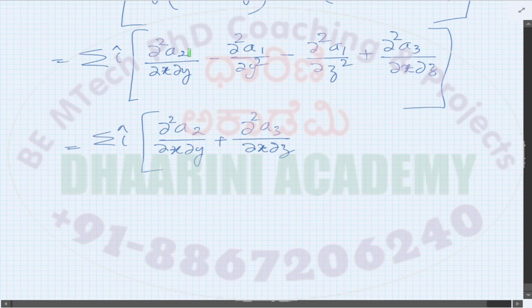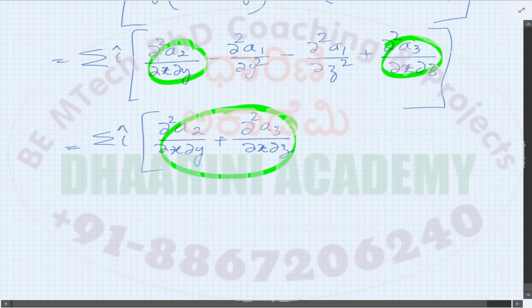I'm clubbing this as this. That's my first term, right? Then I'll take a minus outside. Let me close this bracket. I want to apply different summations. So this is summation over I cap into, we'll write another term now. Since the minus has gone out, I can simply write this as ∂²A1/∂y² plus ∂²A1/∂z².